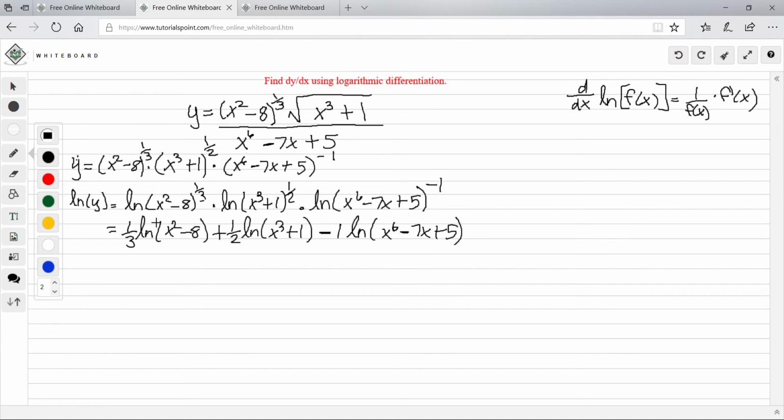Okay, so now we got to use implicit differentiation with respect to x. So wherever there's a y, you put a dy/dx. So the derivative of ln y is just 1 over y, and then you times dy/dx, right?